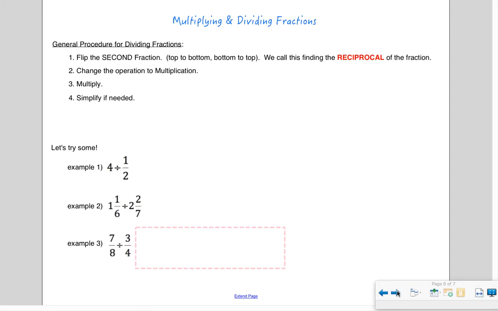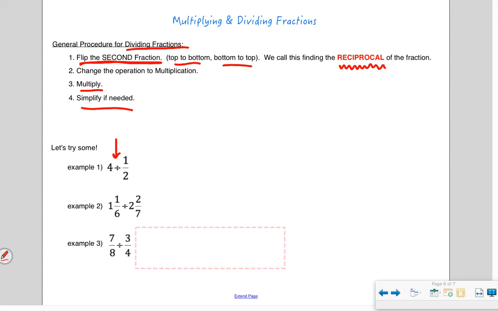So the general procedure here for dividing fractions is to flip this second fraction. Flip it from top to bottom or bottom to top, however you want to say it. We call this finding the reciprocal. That's just a nice mathematical word to know. You don't have to memorize it, but it is nice to know. Change your operation to multiplication. So what was division can now be multiplication. Multiply as you would normally and simplify as you would normally.